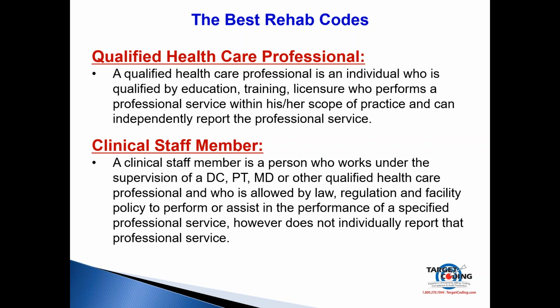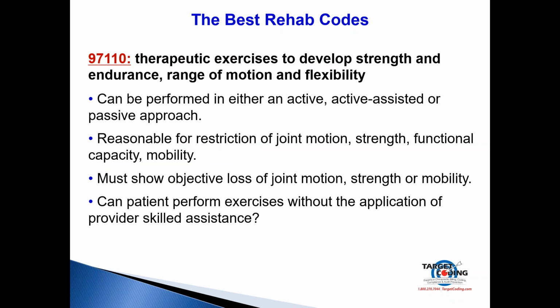Okay, now we're going to get right into the first therapeutic procedure code, 97110, therapeutic exercises used to develop strength, endurance, range of motion, flexibility. You might want to jot this down. It's an acronym. It's called SERF, S-E-R-F. S stands for strength, E stands for endurance, R stands for range of motion, F stands for flexibility. So there are 4 parameters right there within the definition of that procedure code.